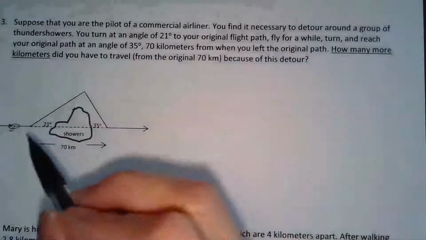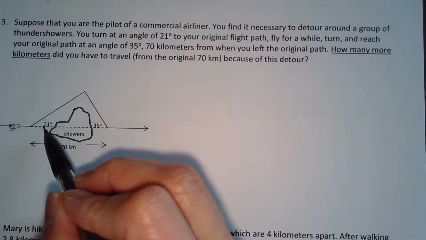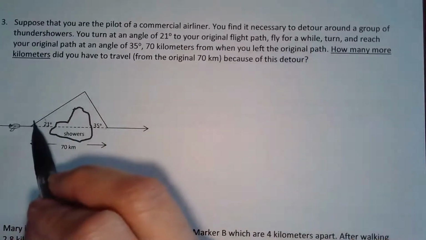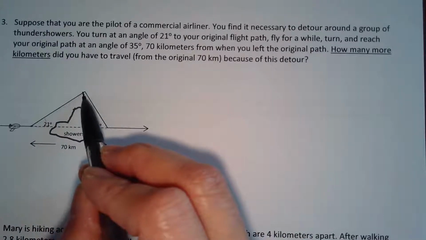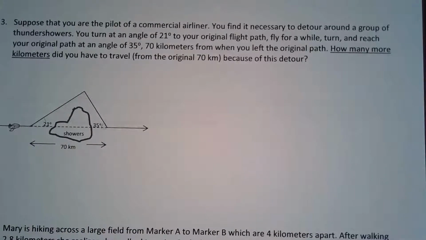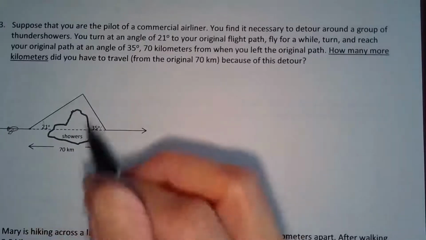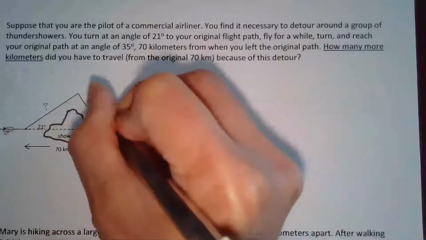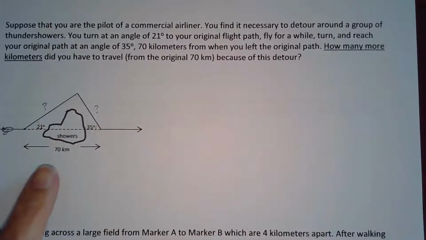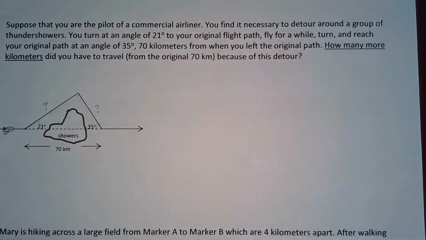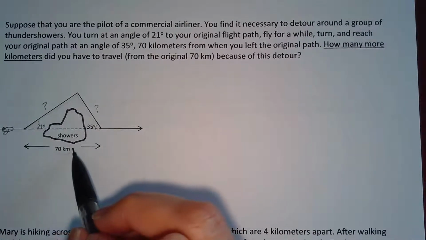So turning at an angle of 21 degrees, and then fly for a while, and then turn to reach your original path at an angle of 35 degrees right there. It's nice that they gave us a picture. So what we need to figure out is this, and we need to figure this out. Because how many more kilometers did they have to travel extra? Because this one would be longer. So let's do that. How can we do that?